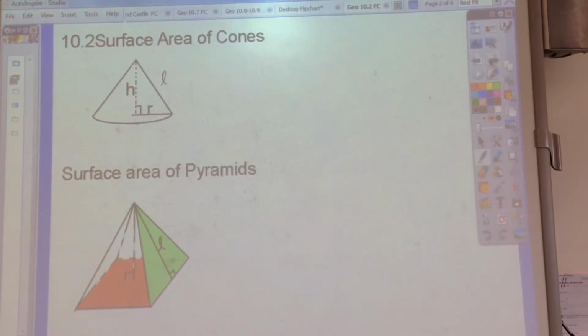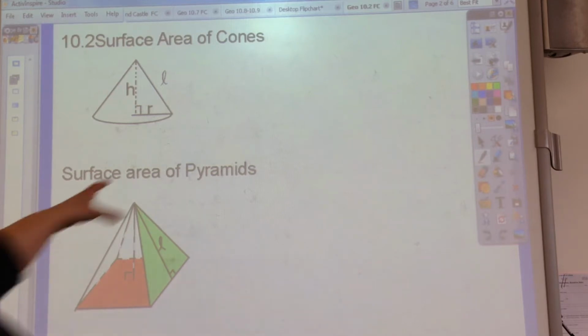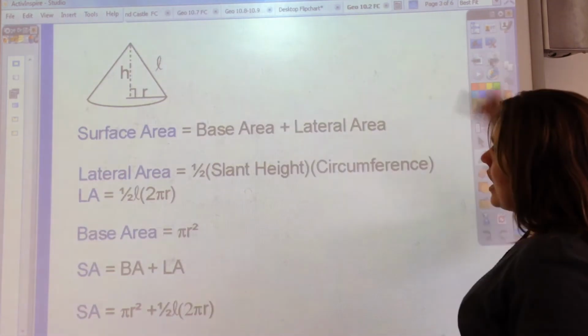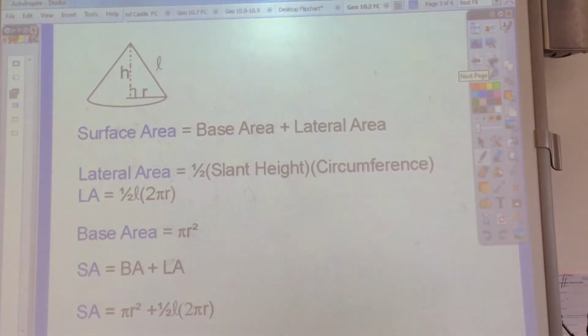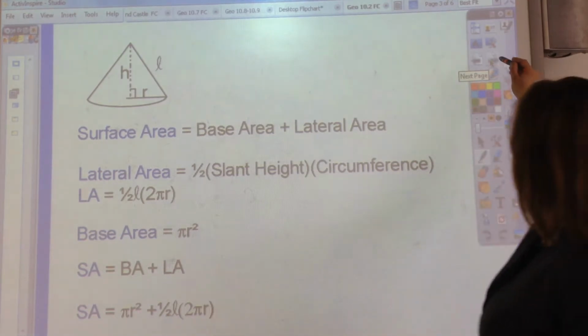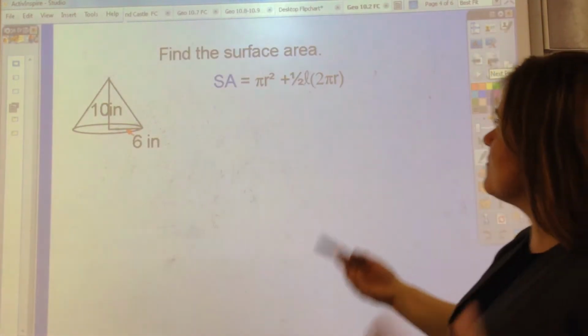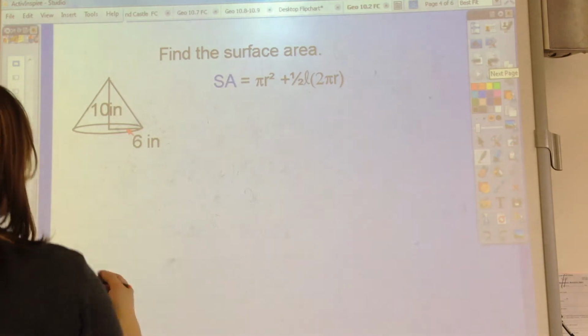Today we're going to start finding the surface area of cones and pyramids. I already introduced the concept to you last time. I'd like you to draw these shapes and write the appropriate formula next to them. You can put the video on pause if you need to. And we're going to start finding some of these surface areas.